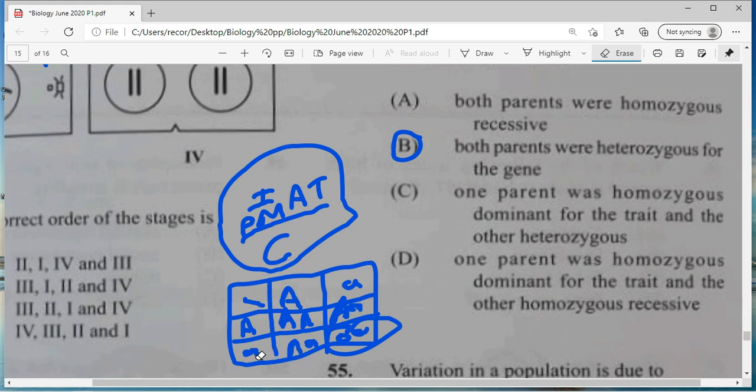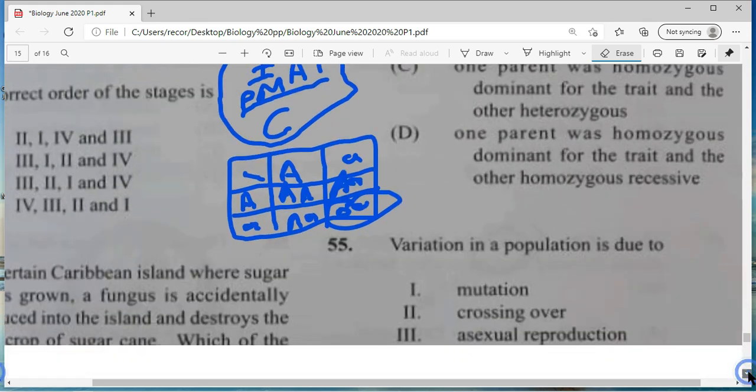But then look at the circled portion here. I worked it out earlier. You would have gotten small a and of course small a. So that's the albino child, and the answer there is B.